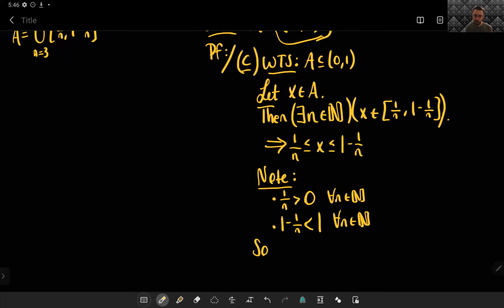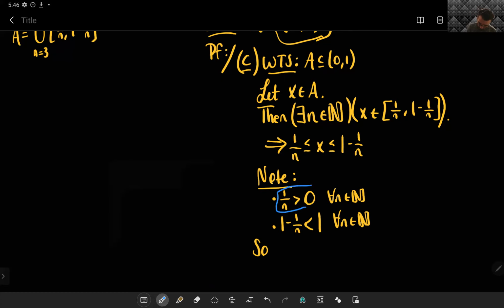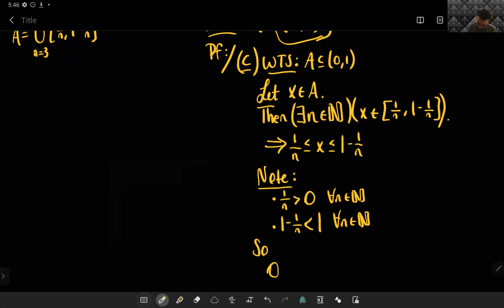So with that, I have some interesting facts. Interesting facts are, okay, 1 over n is greater than 0, but also 1 over n is less than or equal to x. So let's string those things together into one giant inequality. I'm going to turn this around. I'm going to flip it and say 0 is less than 1 over n. And then 1 over n is less than or equal to x. Similarly, x is less than or equal to 1 minus 1 over n. So let's write that down. And 1 minus 1 over n is less than 1.